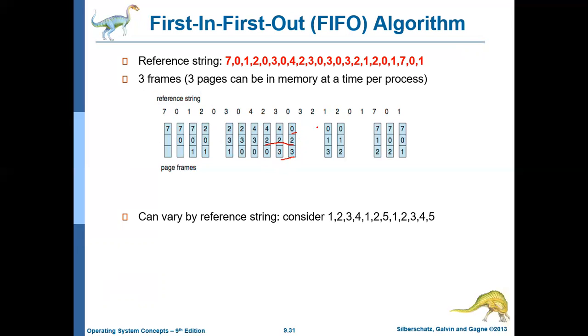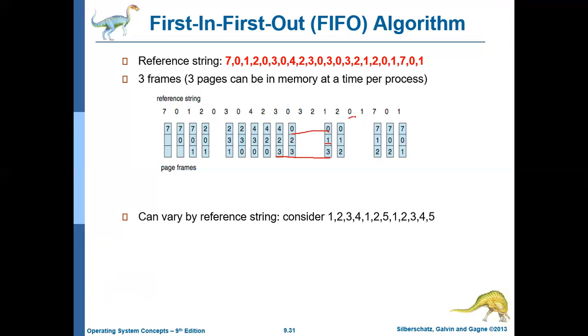So this 1 will replace 2, right? Next input is 2. The 2 is not in the memory, so 2 should replace which page, out of 0, 1 and 3? It should replace 3 because 3 is the one which came first. After that 0 came, after that 1 came. So this 2 will replace 3, right?